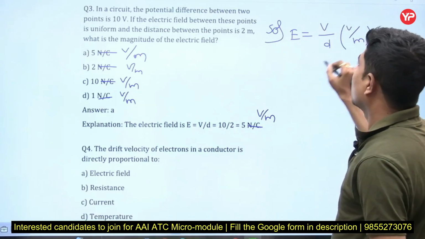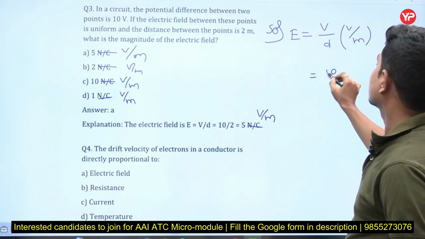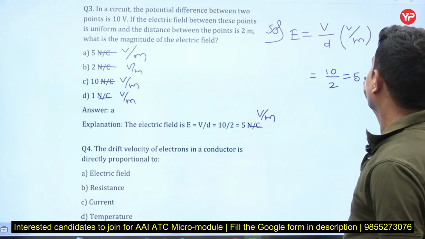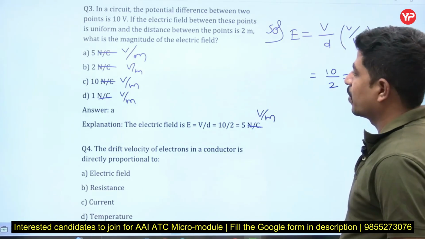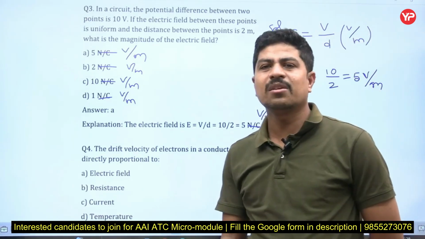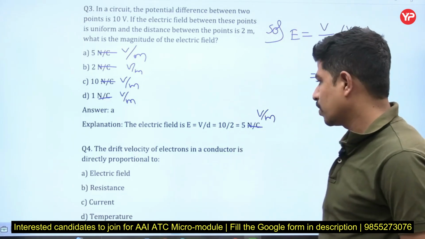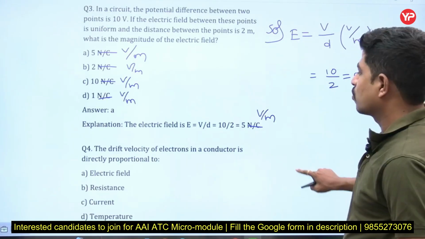What is the voltage given by him? 10 volts. Distance is 2 meters. It is 5 volts per meter. If he has given it in centimeters, you can convert the units. That's not an issue, right? Let's go to the next question.